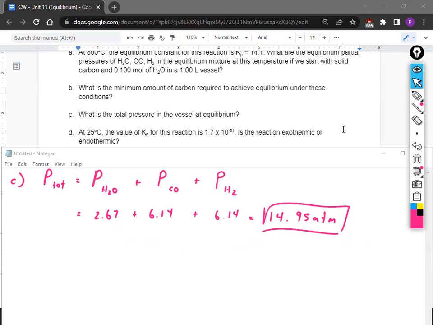So in part D, it says at 25 degrees Celsius, the value of Kp for this reaction is that right there. And it's asking, is the reaction exothermic or endothermic? Okay, so this is kind of a Le Chatelier's principle problem.